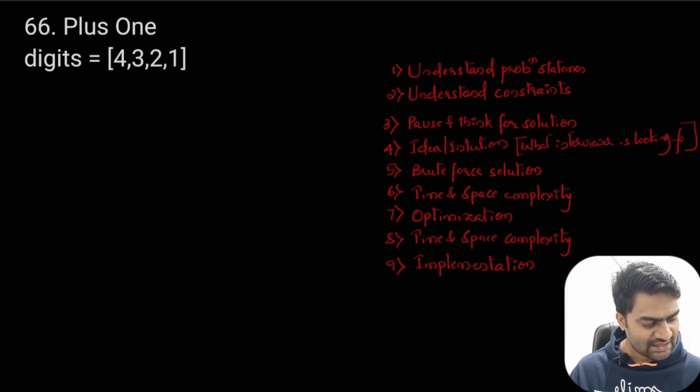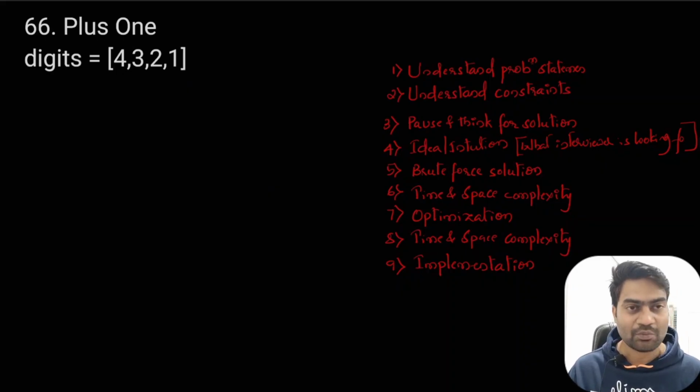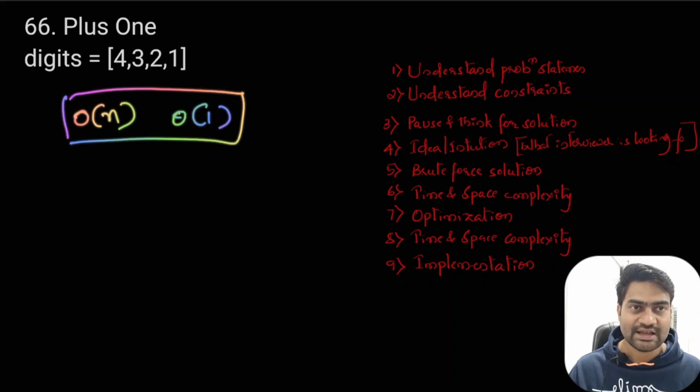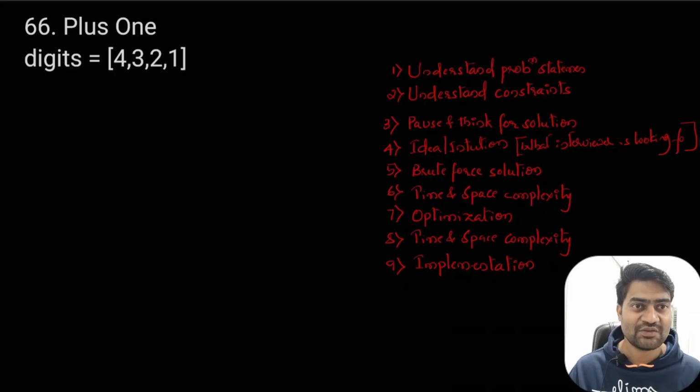Now let us try to understand the expectation of the interviewer. The interviewer will be expecting you to solve this particular problem in O of n time complexity and O of 1 space complexity. It should be a very clear solution. That is what he will be expecting. With that, let us look into the brute force solution for this one. What is the extreme brute force you can think of?